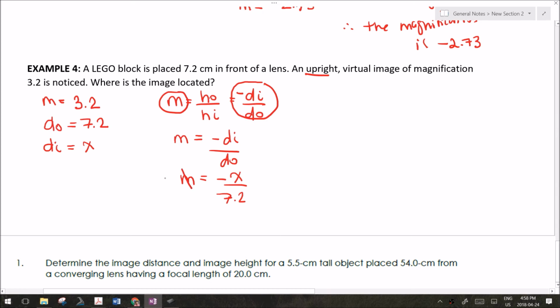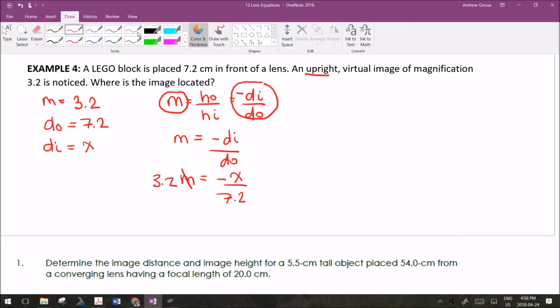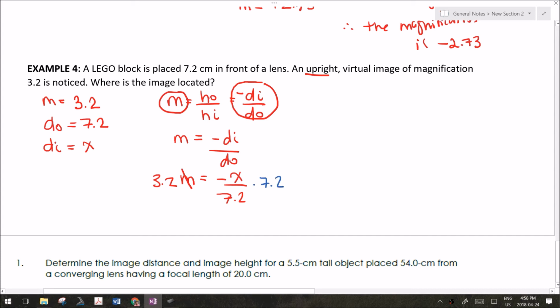And I actually know the magnification. I know the magnification is 3.2. So when I go to solve this, all I need to do is multiply both sides by 7.2. And what I end up with is negative x is equal to 23.04. Divide both sides by negative 1, and x equals negative 23.04. This here represents the distance of the image. And since my image distance is negative, that tells me that this is a virtual image.